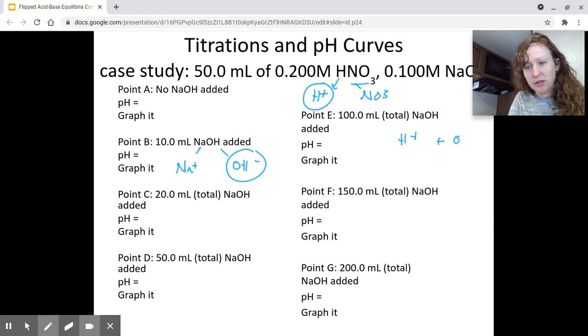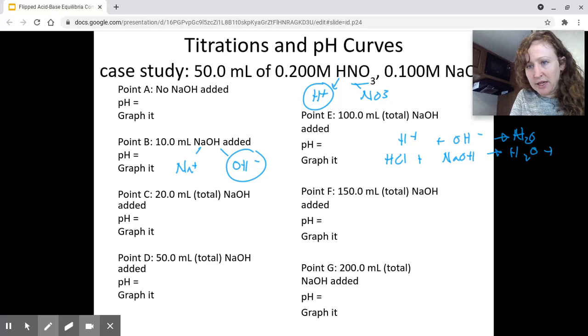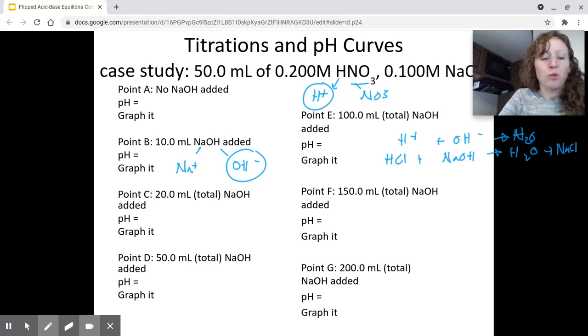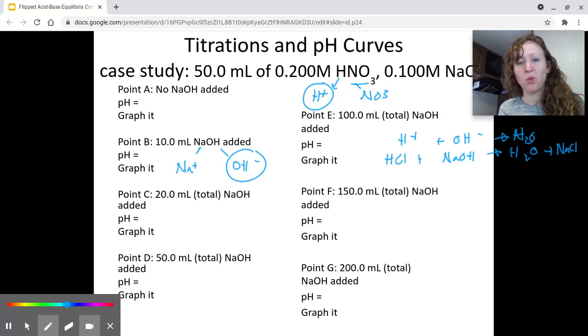H+ plus OH- forms water, right? Or you can write it as if you are including both. HCl plus NaOH goes to H2O plus NaCl. It doesn't really matter how you write this. What matters is what's left over in the end and what's determining pH. So before we can figure out what's left over in the end, we have to figure out what actually reacts.